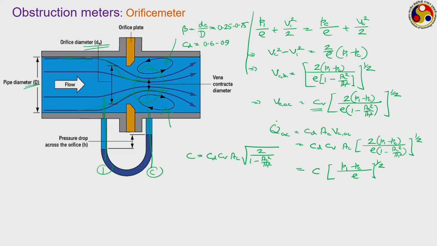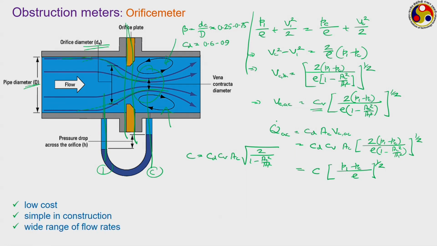Orifice meter is a very simple device. As you can see here, we don't have to do anything, we just have to introduce an orifice plate at this particular flow section, and just by measurement of this pressure drop and fluid density, we can get the reading of the flow rate. The biggest advantage of this one is, of course, it is very cheap and very simple in construction.